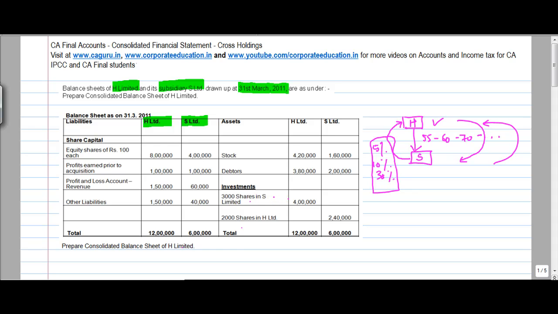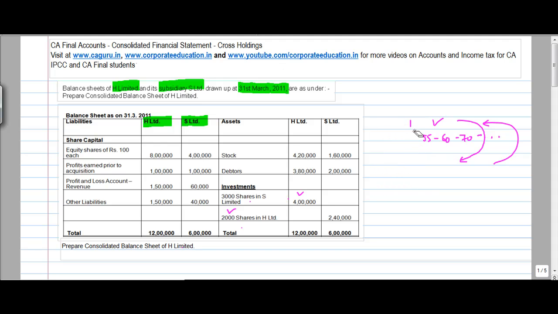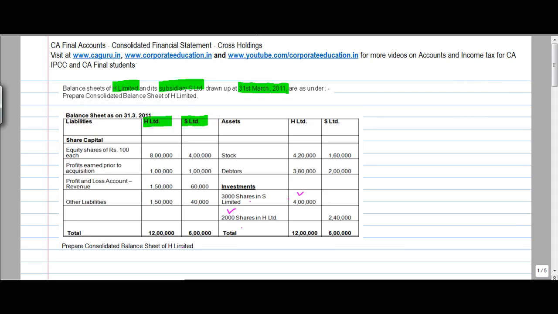Well, what we note here is that H Limited holds 3,000 shares in S Limited. And simultaneously, S Limited holds 2,000 shares in H Limited. So whenever you get these kinds of questions, the first thing that you should see is which is the holding company and which is the subsidiary company. In this particular case, the advantage that you have is that they have already told that H Limited is the parent company and the subsidiary is S Limited, and you have to prepare the balance sheet of H Limited. So let us start and prepare this balance sheet.